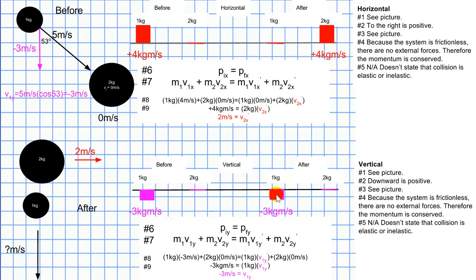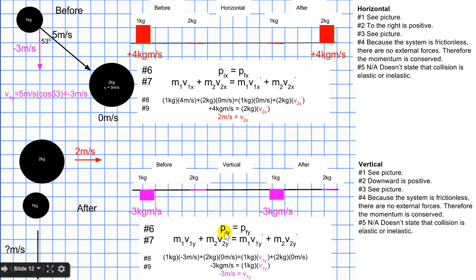So let's change this. Let's say that instead of downward is positive, let's say upward is positive. So if we look at the picture, that's why these values are negative. Okay, so I'm going to change this so that it says downward is negative, or upward is positive.